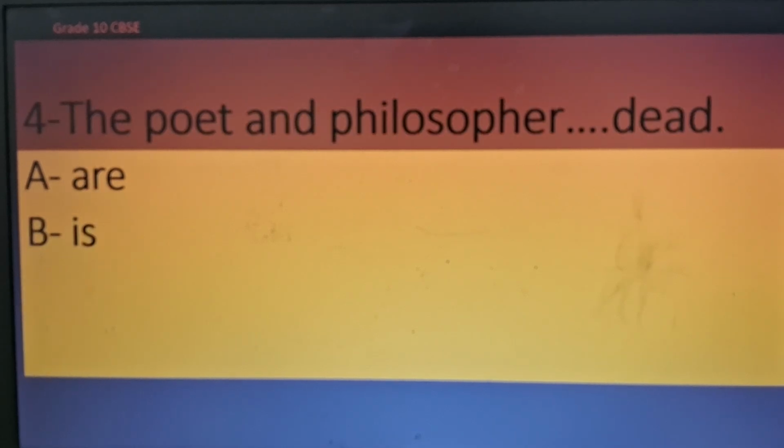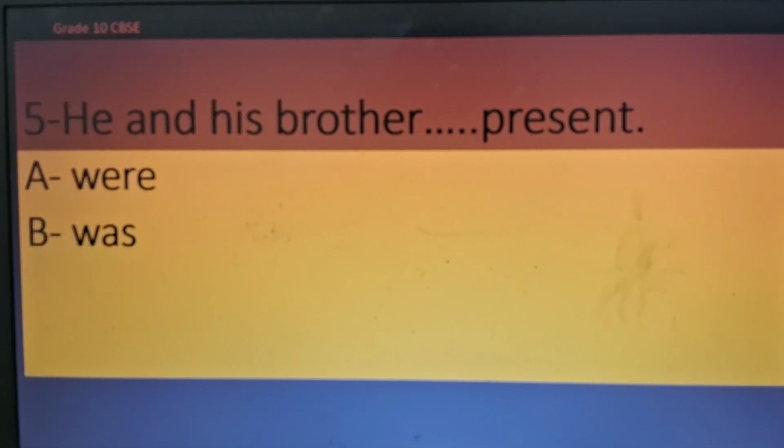Question 4. The poet and philosopher dash dead. Option A are, option B is. Can you guess the answer? What is the answer? Yes. Children, the answer is option B, is. The poet and philosopher both denote the same person. So the verb should be singular. So the answer is is.